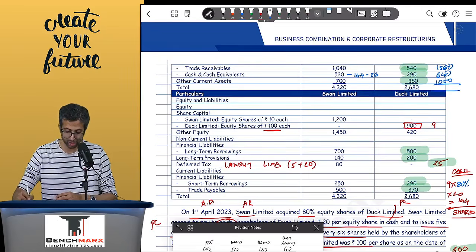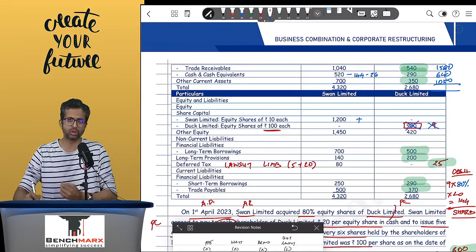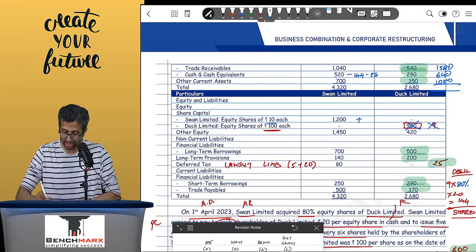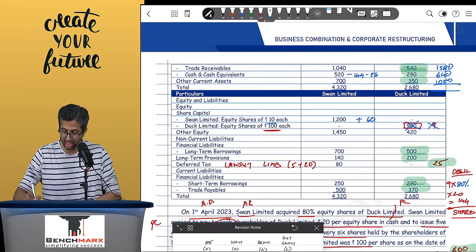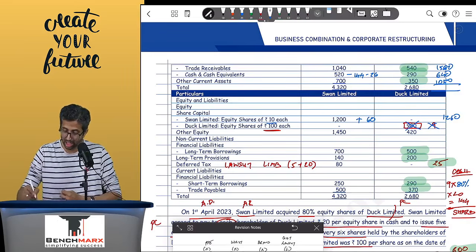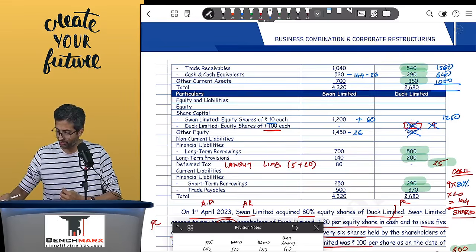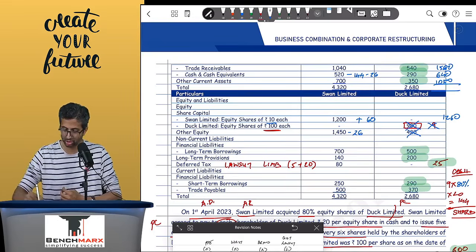When you look at equity share capital for Swan, this is 1200. You will not take over the shares of Duck, however you will issue consideration, and this consideration is probably 6 lakh shares of rupees 100, but the face value is 10. So 6 lakhs into 10, this is 60, so this will come to 1260. In Duck you will have no share capital, and when you look at other equity, you will not take over the reserves of Duck. However, 1450 minus this, you will have 26 rupees. So this will be 1450 minus 26 for the acquisition cost.